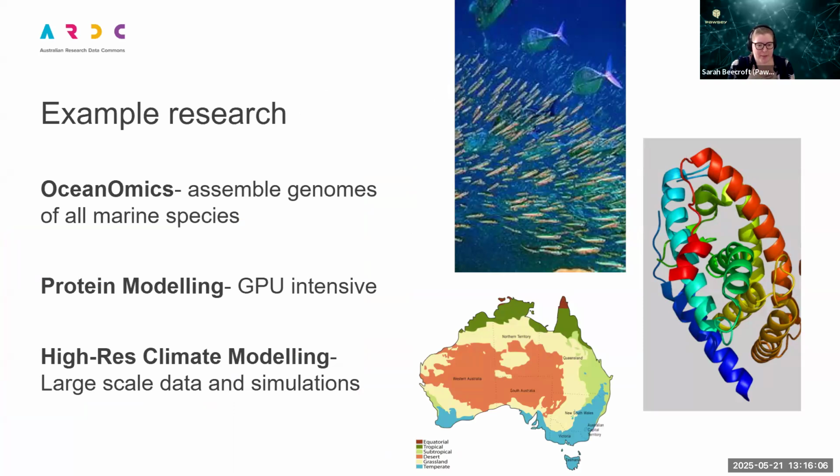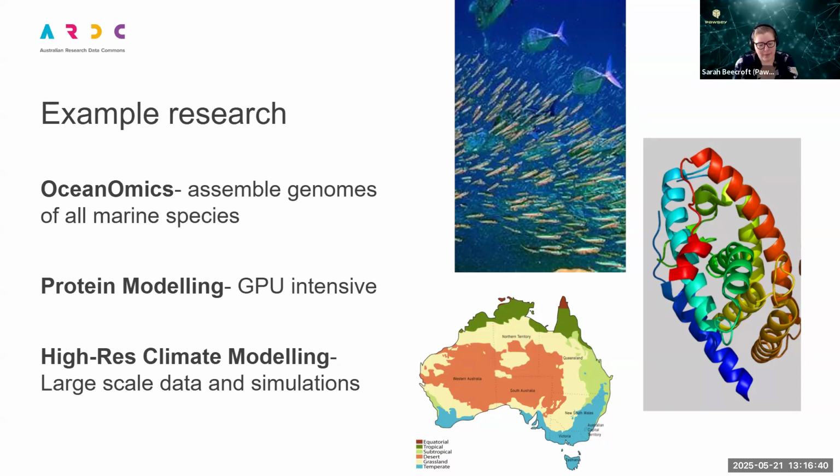So the oceanomics team, supported by the Minderoo Foundation, they have an incredibly ambitious project to assemble genomes of pretty much all marine species. So they are constantly hammering the system, trying to do these de novo assemblies, which is really exciting. Protein modeling is another big one, so that's quite GPU intensive and well suited for HPC. And some of the reference data sets and this type of thing could also be really large and awkward to move around.